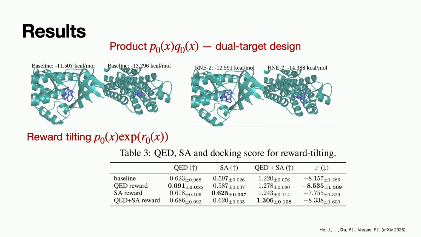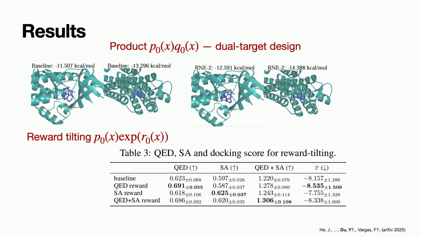And another thing is reward tilting, a very hot topic in machine learning, where people want to fine-tune diffusion models or just use an inference time sampling method like sequential Monte Carlo to sample from something where you specifically want to maximize a certain reward, like making a molecule more drug-like or more easily synthesized.